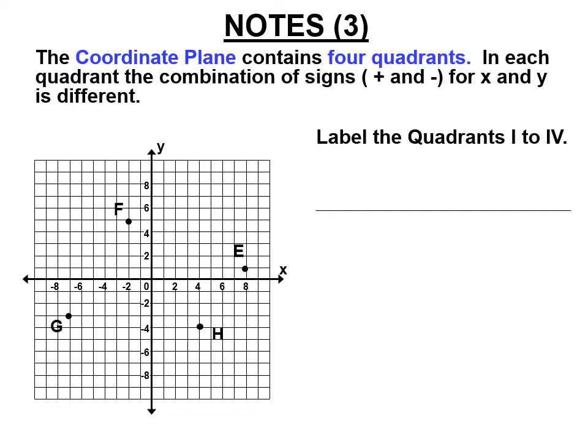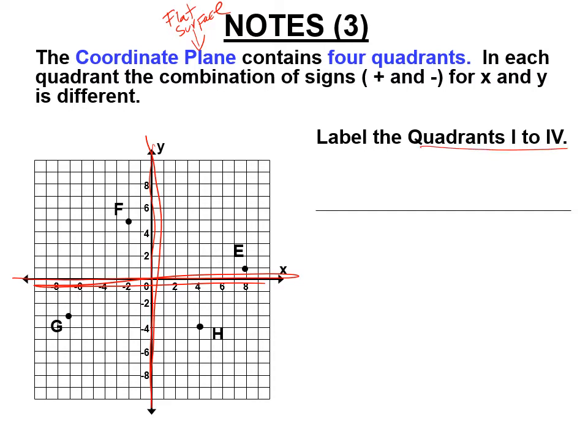So now we're going to do this in the coordinate plane. This is the coordinate plane, and the word plane here just means flat surface. It contains 4 quadrants. So we're going to label the quadrants. This line here and this line here are the fences between the 4 sections. It says label the quadrants I to IV.